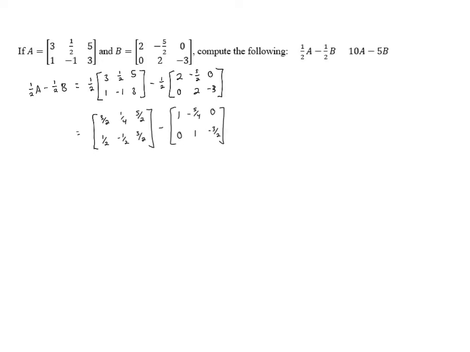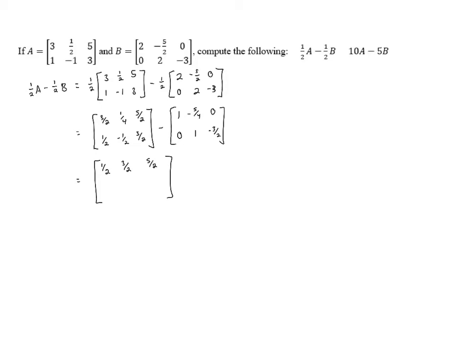Once we've done this, we can then subtract the matrices entry by entry. So when we do that, we end up with 3/2 minus 1 gives us 3/2 minus 2/2, which is 1/2. 1/4 minus -5/4 is the same as 1/4 plus 5/4, which is 6/4, which ends up being 3/2. Then we have 5/2 minus 0, which is 5/2.